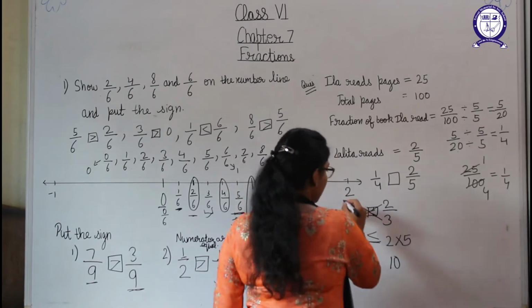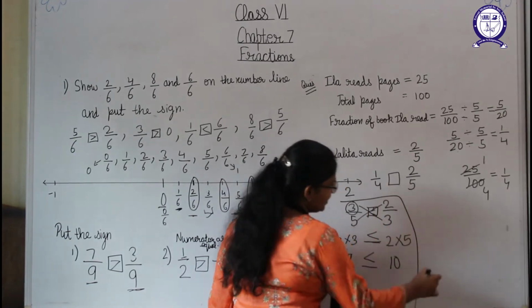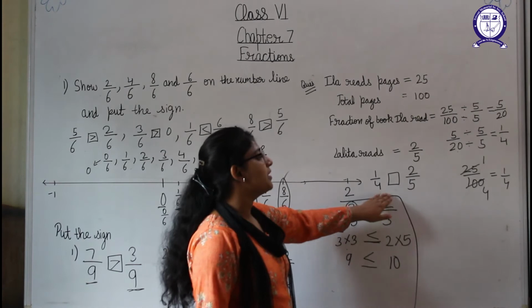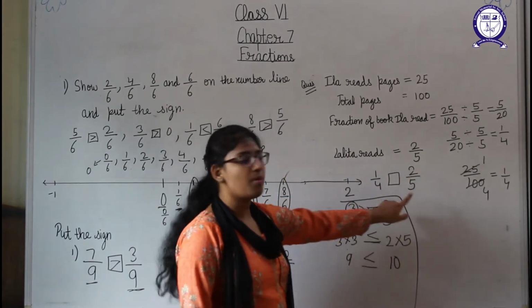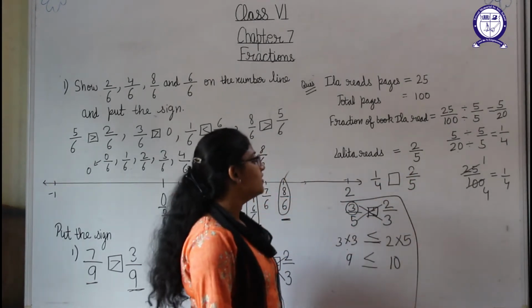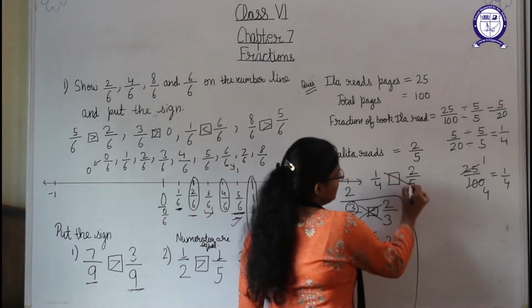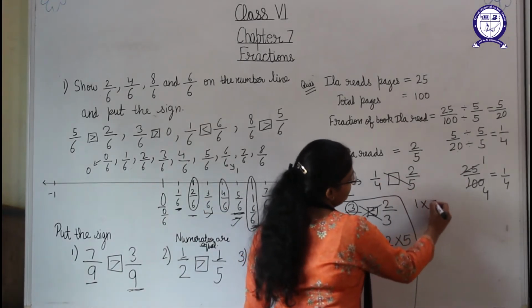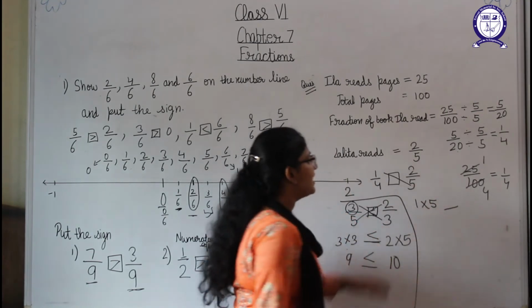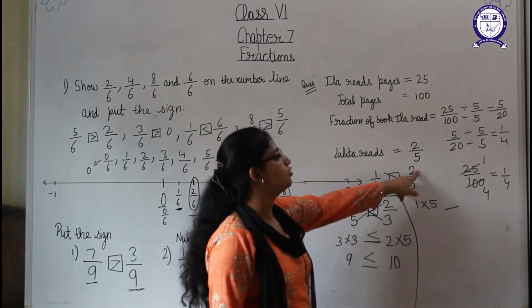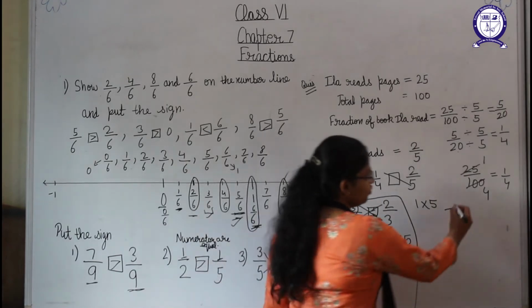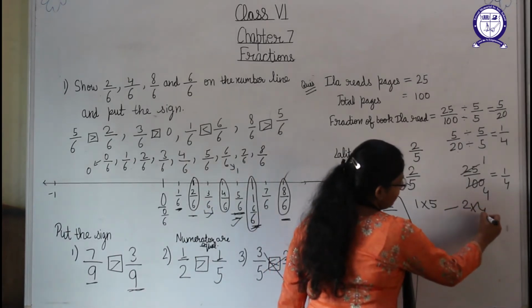Okay, now we have to compare between them. So how will we compare? Here numerators are different and denominators are also different. So what is the method? Cross multiplication method. We will multiply these two, so we write 1 multiply 5, and then we write these two, 2 and 4. So 2 multiply by 4, and we will compare them.